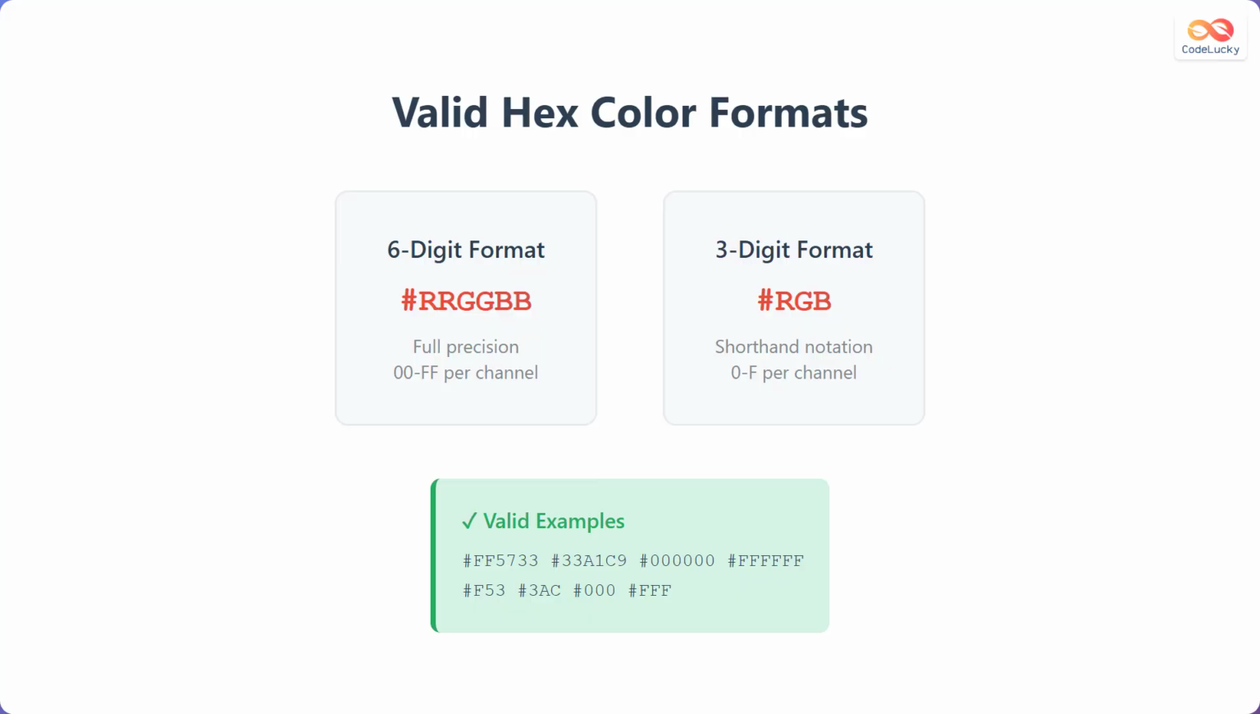There are 2 valid hexadecimal color formats. The first one is the 6-digit format, represented as #RRGGBB. This format offers full precision, with values ranging from 00 to FF for each color channel. The second format is the 3-digit format, represented as #RGB. This is a shorthand notation, where each color channel is represented by a single hexadecimal digit, ranging from 0 to F.